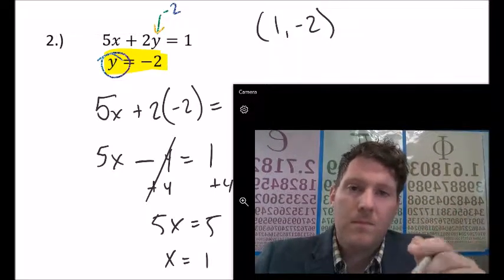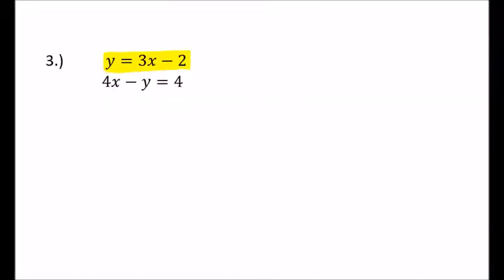Okay? Next problem. This is the harder style problem. I didn't just give you a y equals 2. Instead, I told you that y is equal to 3x minus 2. But we're going to do it the same exact way. You're going to get rid of that y right there, and we know what y is equal to. Y is actually equal to 3x minus 2. So what are we going to put in right here? 3x minus 2. That's all it is. We're using substitution, getting rid of something and putting something else in.